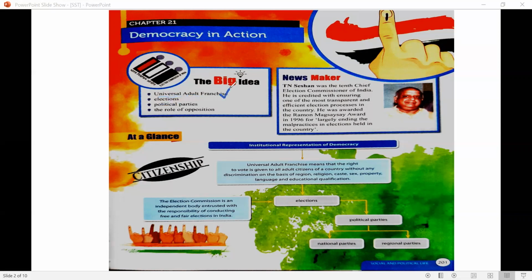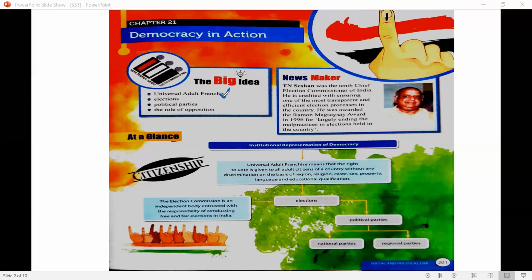Today we will only do what is universal adult franchise in the form of different types of parts of the universal adult franchise, that are elections, political parties, and then political parties do have their parts, which are national parties and regional parties. We will also discuss them in the upcoming classes, but in today's class we will learn what is universal adult franchise. For that, let's take a glance over this chapter, democracy in action.